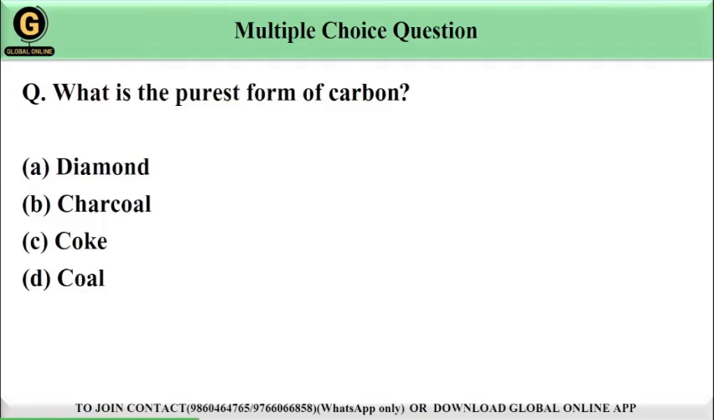What is the purest form of carbon? We have options here. Option A, diamond. Option B, charcoal. Option C, coke. And option D, coal. The correct answer for this question will be diamond.